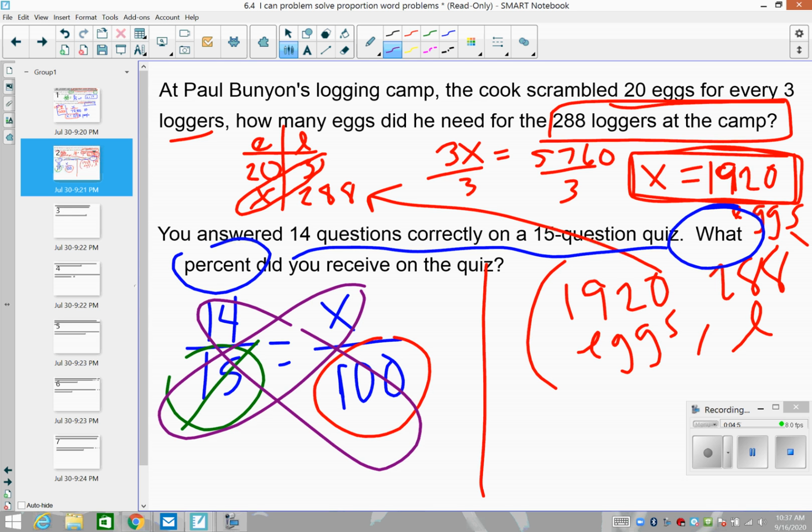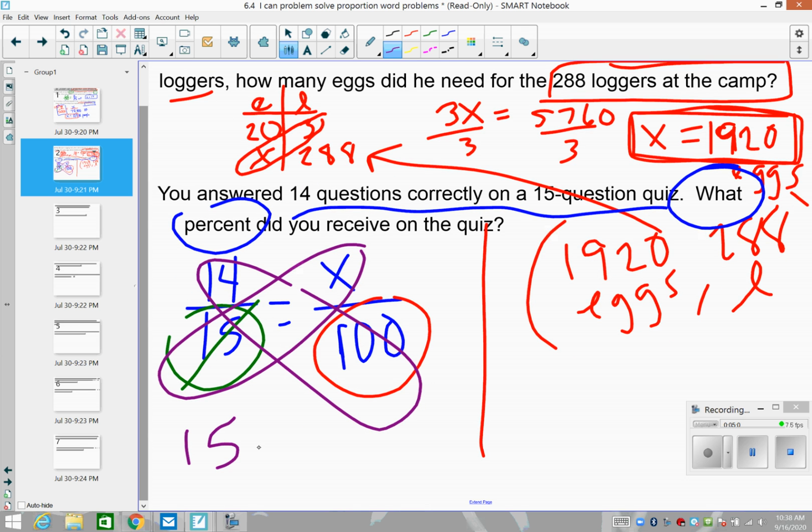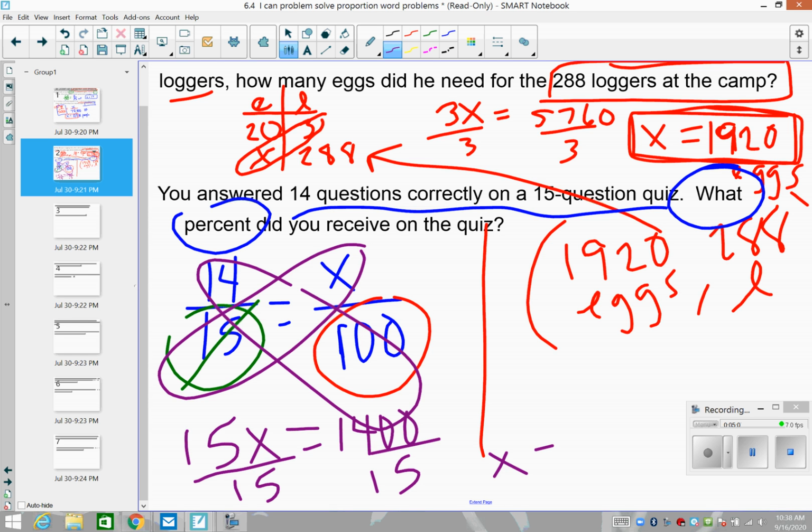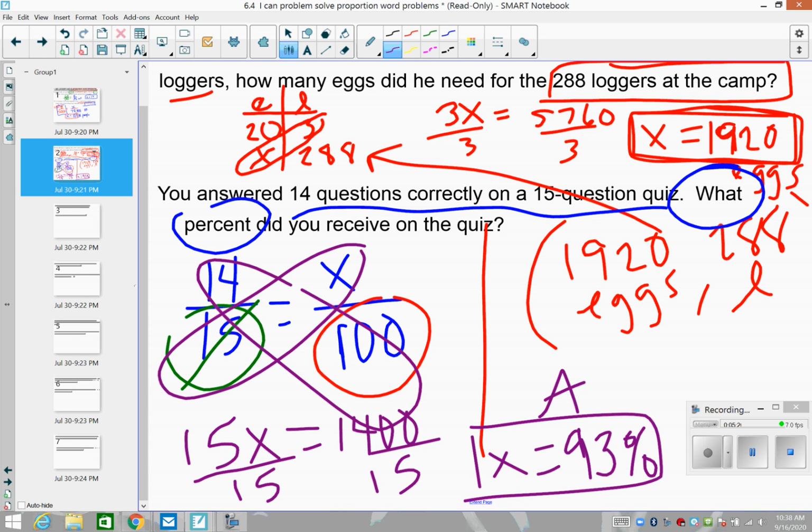Taking cross products to solve, we get, I'm out of space here. We get 15x equals 1,400. Divide both sides by 15. Copy, paste, boom. And what do we get for a percentage? We're looking for your grade here on the quiz. So you were asked to already do that. I'm going to round to the nearest whole. I'm going to get rid of the decimal. It's 93%, which means you would have scored an A.